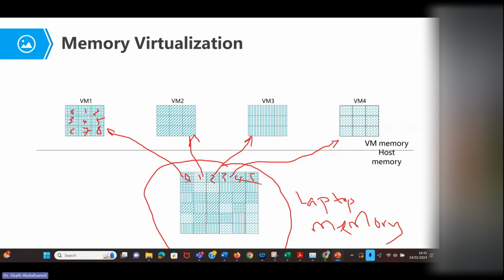So VM1 is only using this portion, and maybe this portion is only 1 gig. VM2 is using sector or probably cluster 1. VM3 is using sector 2, and VM4 is using this. So all that you do on the virtual machine only occupies this space of the actual physical memory of your machine.